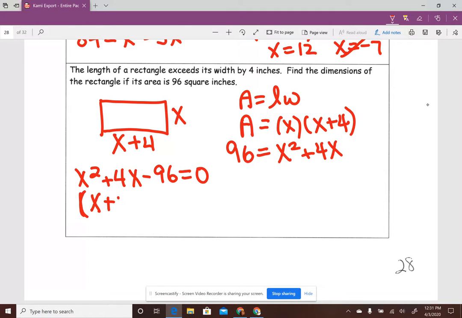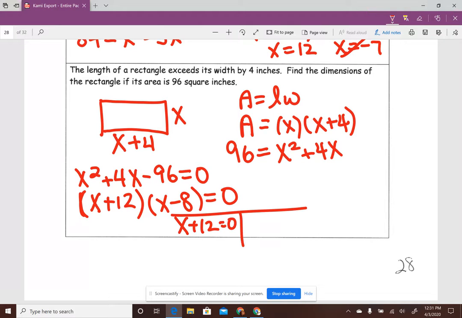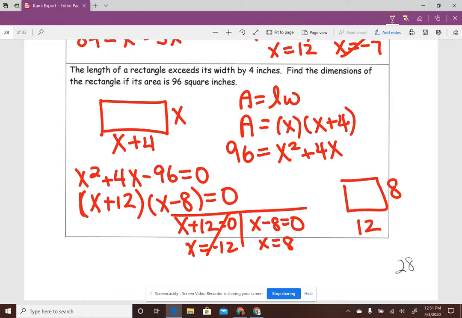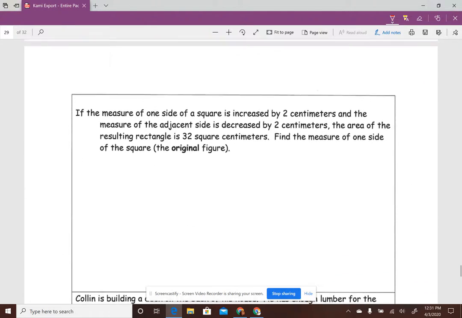So x plus 12 and x minus 8 equals 0. So x plus 12 equals 0, x minus 8 equals 0, x equals negative 12, no such thing for length, x equals 8, that's good. So I get 8 and 12. And these are both in inches, so it's better to put the little inches there. Okay. All right, we're going to keep going.